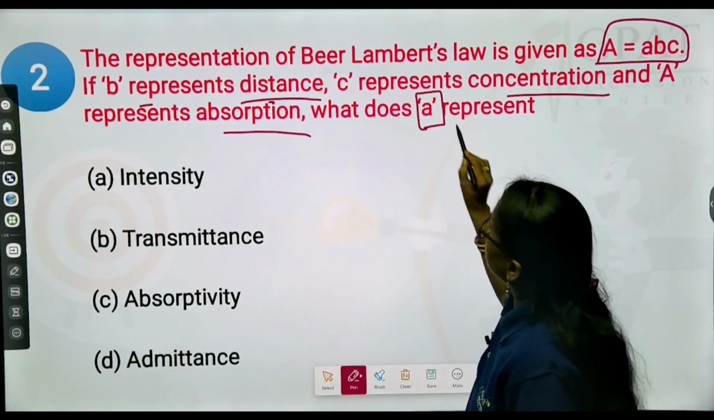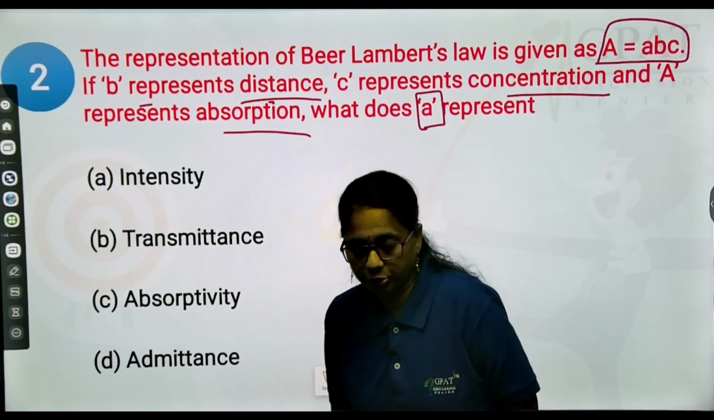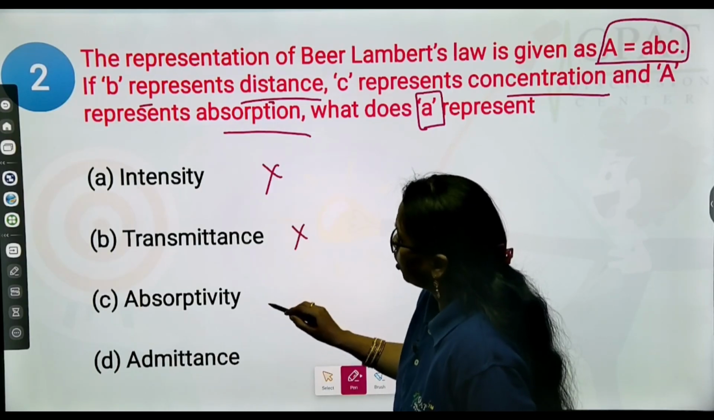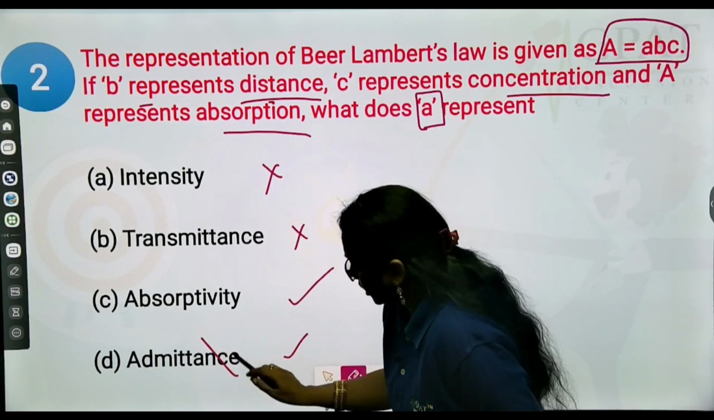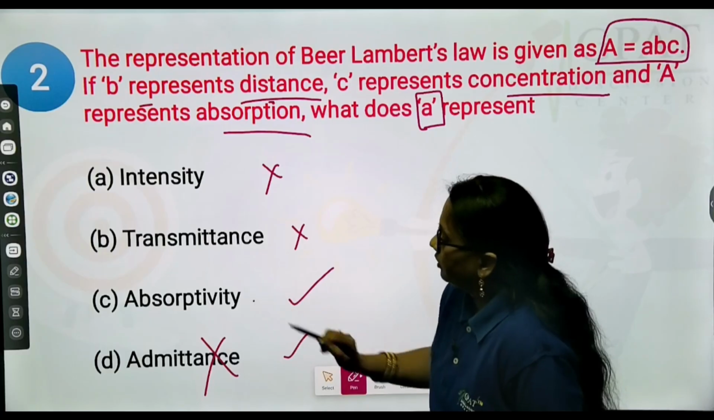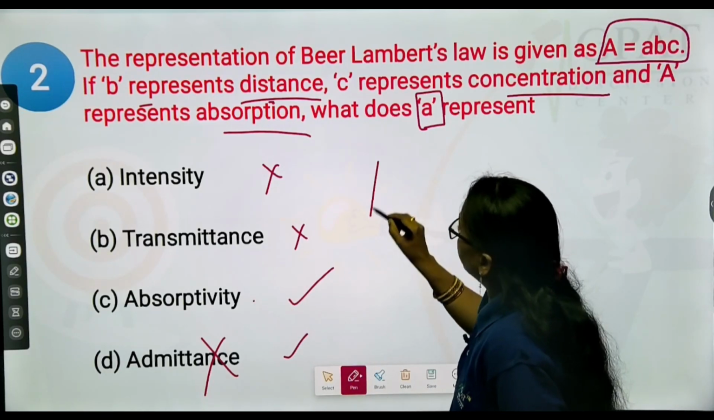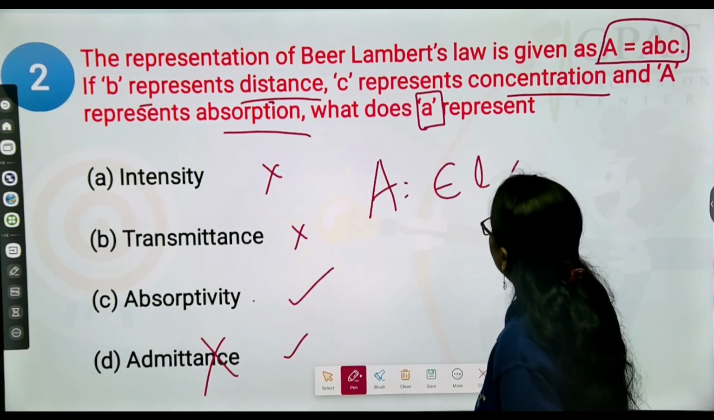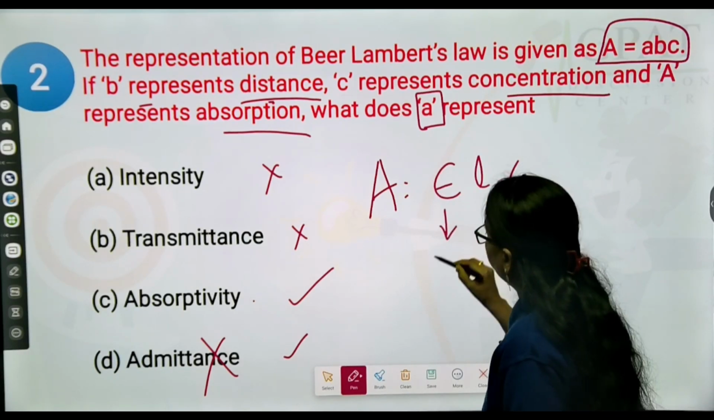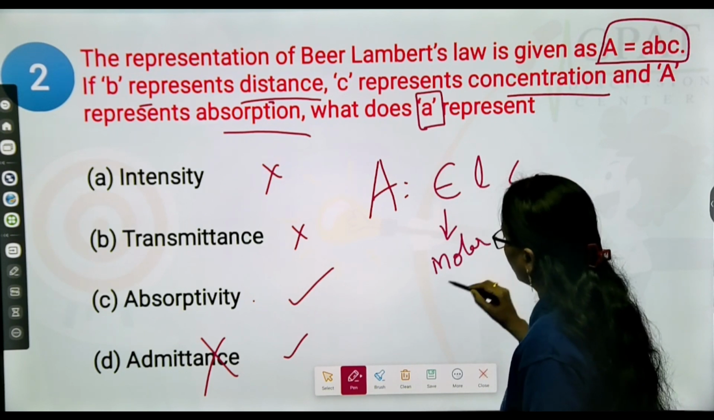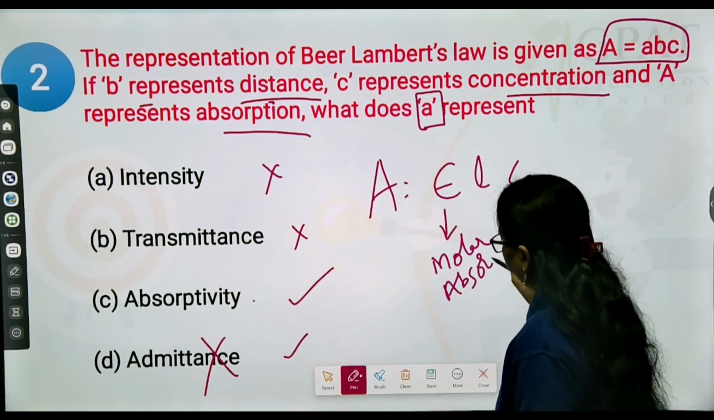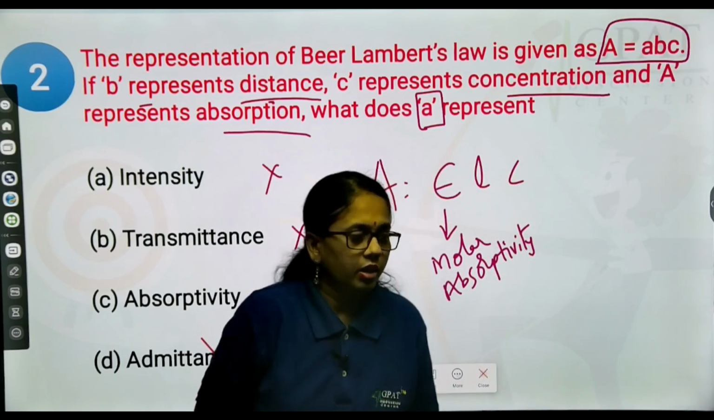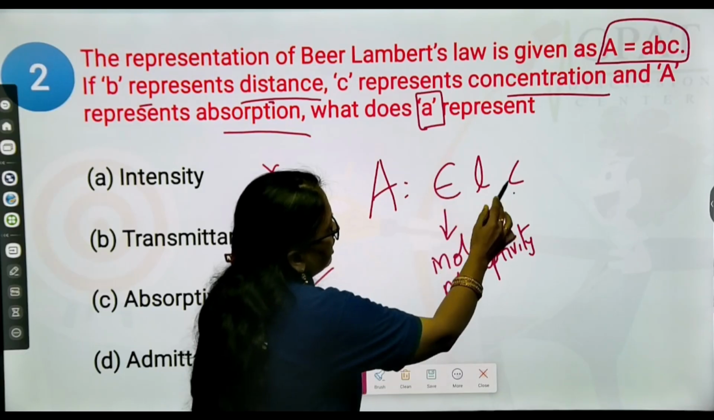Then what does the small a represent? Let us see the options. Intensity, no. Transmittance, no. Absorptivity and admittance, this is completely irrelevant. Only the word absorptivity. In most textbooks you will see the formula epsilon into l into c. Epsilon is called the molar absorptivity. This molar absorptivity is very high for highly intense absorption bands. L is considered as the path length and c is the concentration.